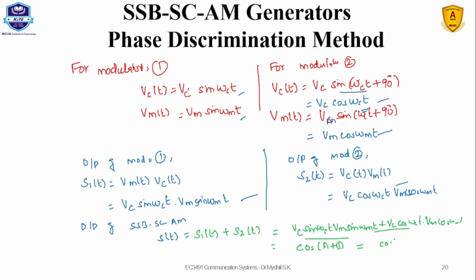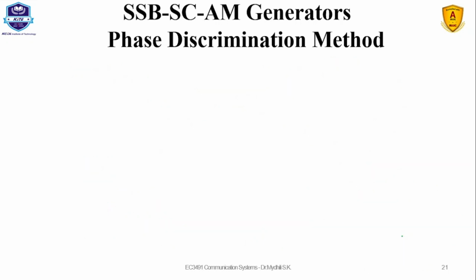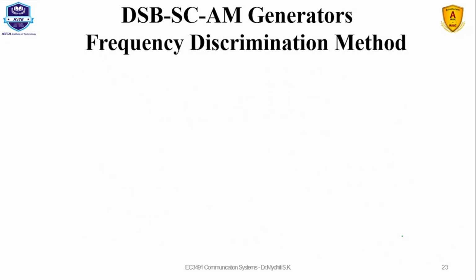Here the A term is nothing but omega c and the B term is nothing but omega m. So it is omega c minus omega m into t. So here we have obtained the upper sideband where there is no carrier as well as no other sideband. Hence we have generated a single sideband output. This is the upper sideband output with respect to single sideband suppressed carrier AM generated. Hope you have understood this generation part.